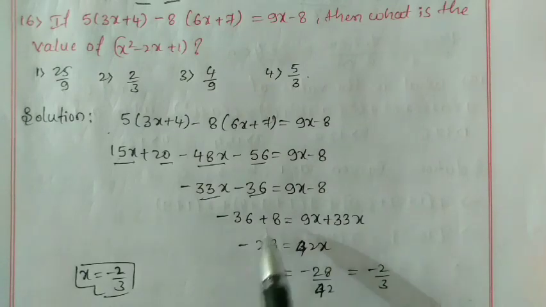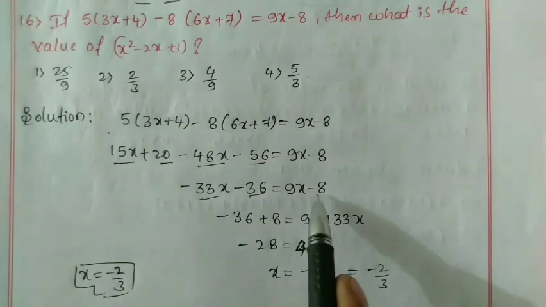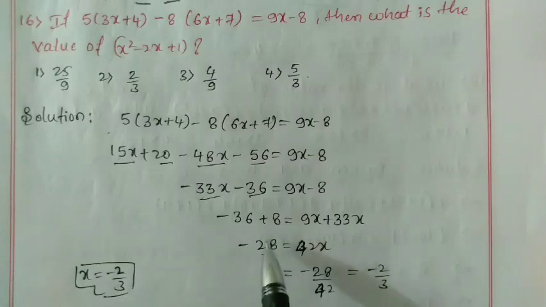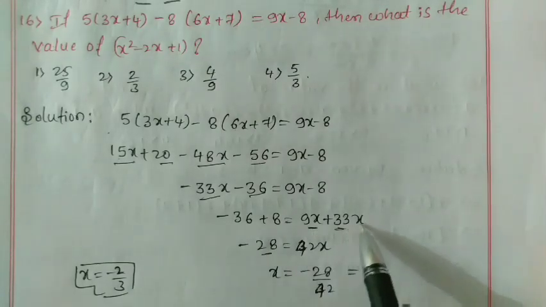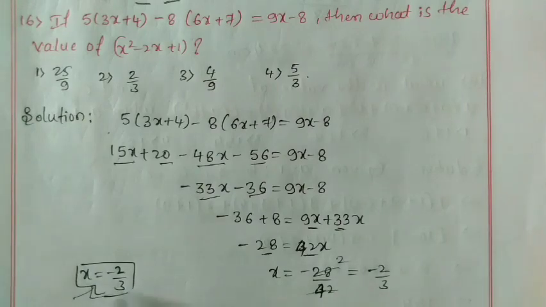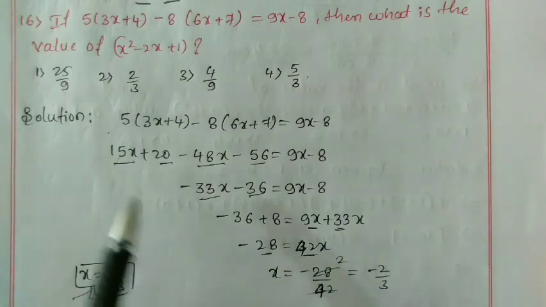So minus 8 you can bring to this side, then it becomes plus 8. Minus 36 plus 8 means minus 28, and 9x plus 33x is 42x. So you can write x as it is, then bring this 42 to this side, and it becomes minus 28 by 42. Dividing by 14, 14 times 2 is 28, 14 times 3 is 42, so minus 2 by 3. So the value of x is minus 2 by 3.